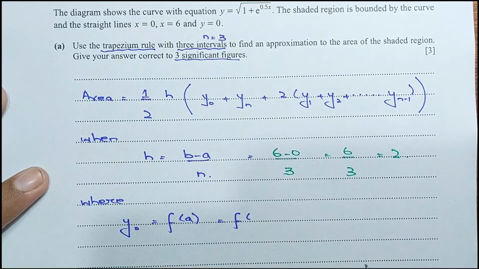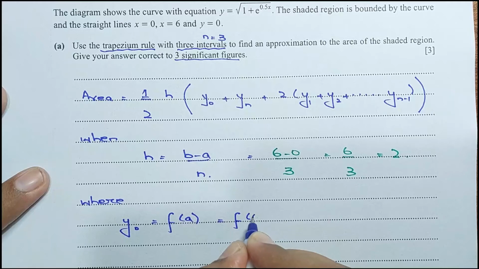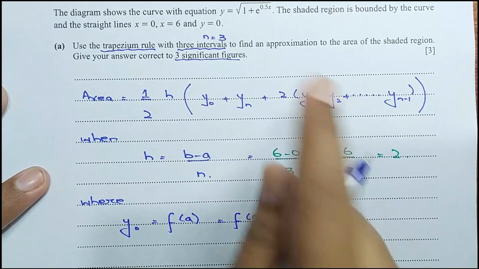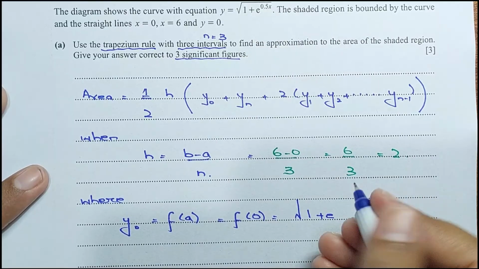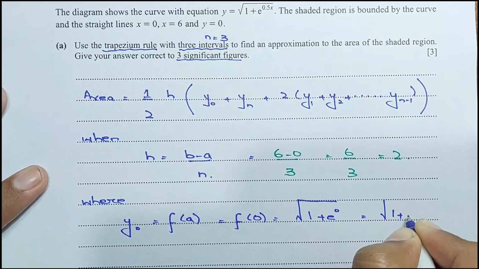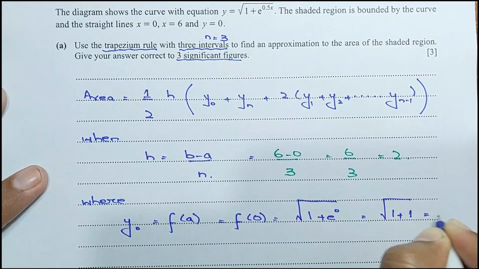F of a value is 0. F of 0 we have to find: root of 1 plus e to the power 0.5 times 0, which is just 0. This is square root of 1 plus e power 0, which is 1. So this is square root of 2.